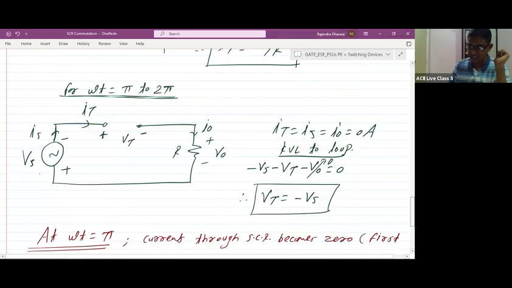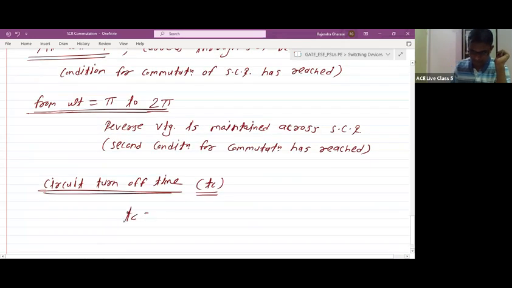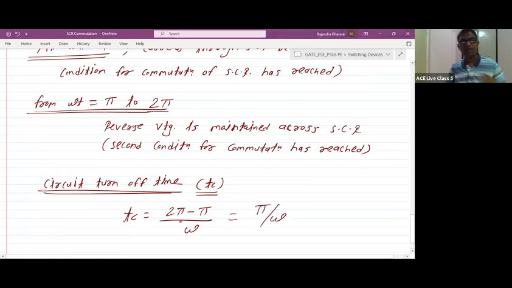Let me write TC is equal to 2 pi minus pi divided by omega, right? Angle divided by omega is nothing but your time. So it is equal to pi by omega. This is the circuit turn off time, circuit turn off time for the thyristor.